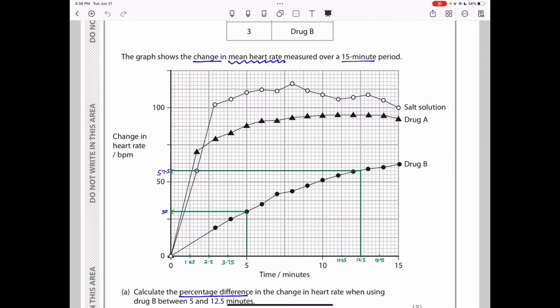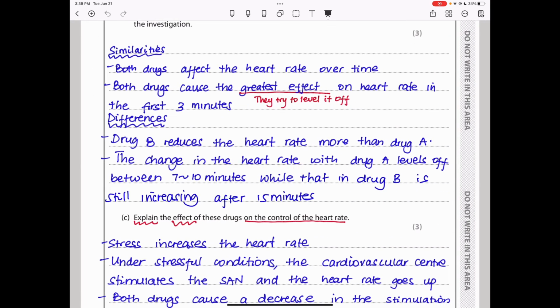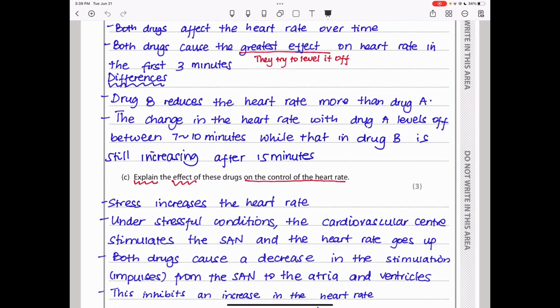It could go on and on, but since the experiment was only carried out for 15 minutes, we cannot see a point where the graph leveled off, and therefore we can conclude that drug A levels off, but drug B did not yet level off. It's still increasing even after 15 minutes. So let me take you back. Okay, so the change in heart rate with drug A levels off between 7 to 10 minutes, while that in drug B is still increasing after 15 minutes.